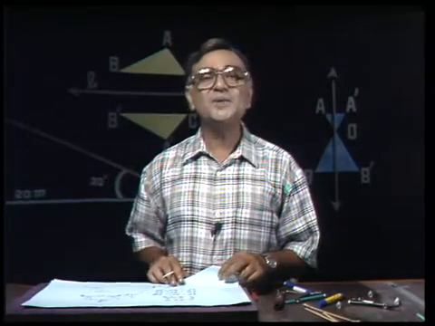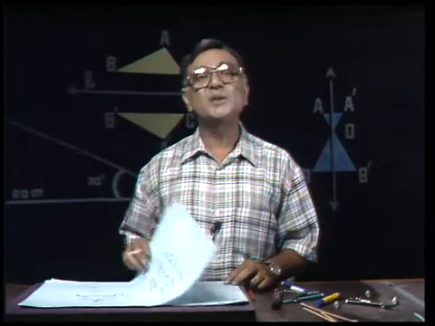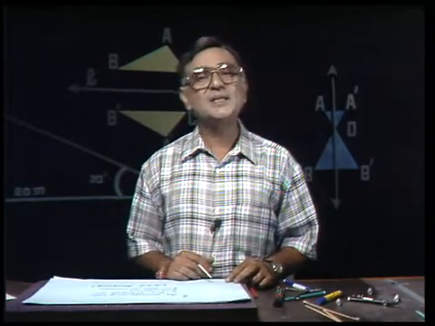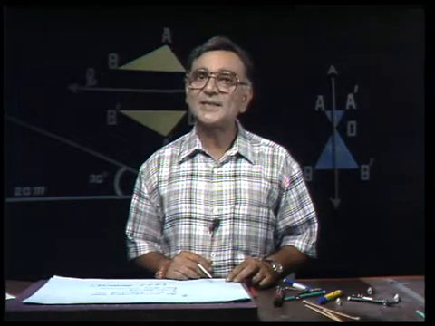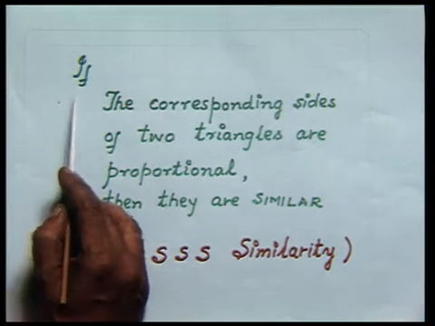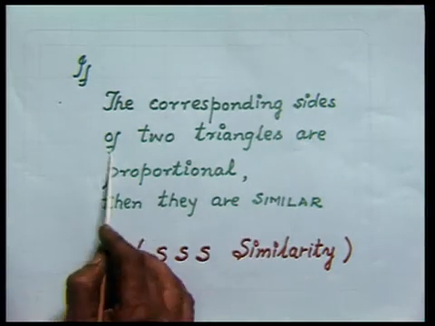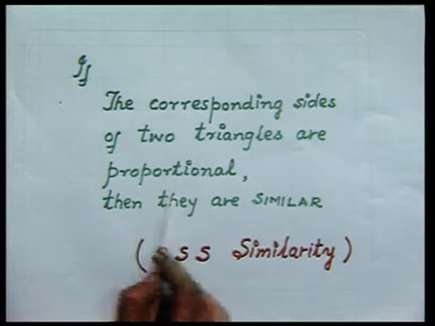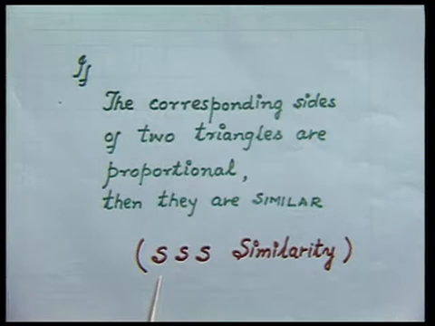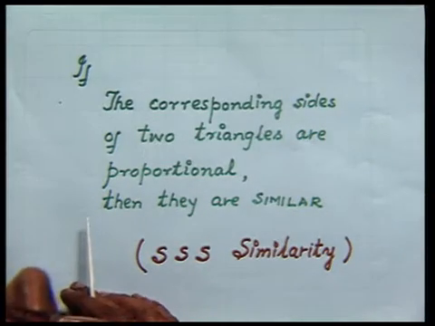Now this kind of similarity where we are making use of the three sides of one triangle to construct another similar triangle is known as SSS or side similarity, and it states if the corresponding sides of two triangles are proportional, then they are similar, and this similarity is known as SSS similarity. Here SSS stands for side, side and side. So here we found one condition.